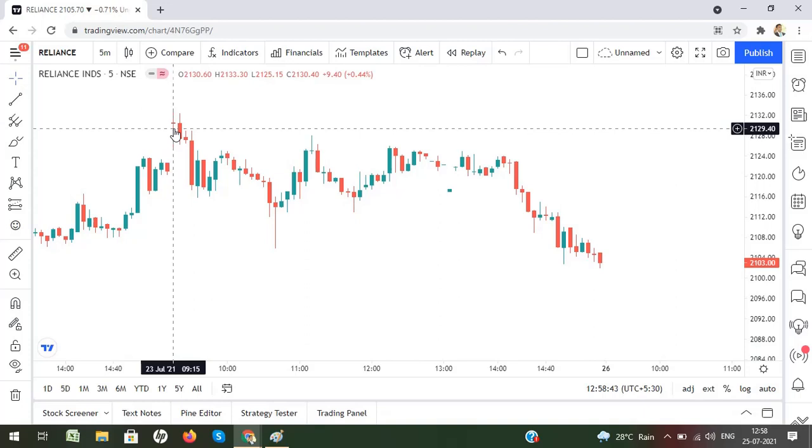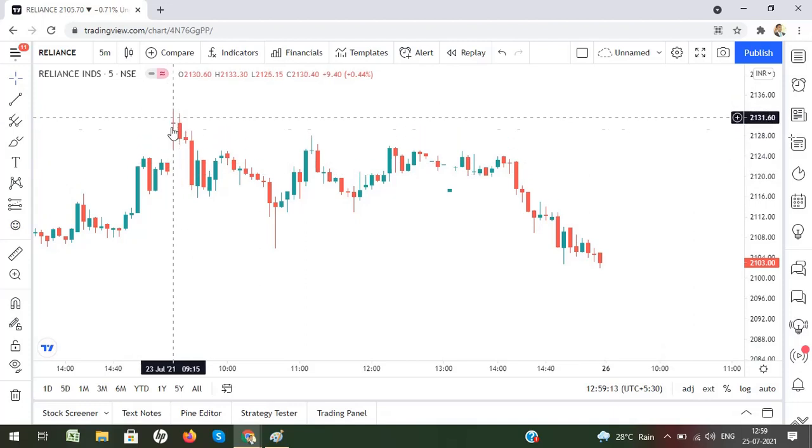2130.40. So you have that 5-minute price action: open, high, low and close. Now you see here the closing price is below the open price. What's the closing price? 2130.40. The open price is 2130.60. So the closing price is below the opening price, so it's a red color candlestick. You got that? You have a different time frame, but the concept, the logic, remains the same.